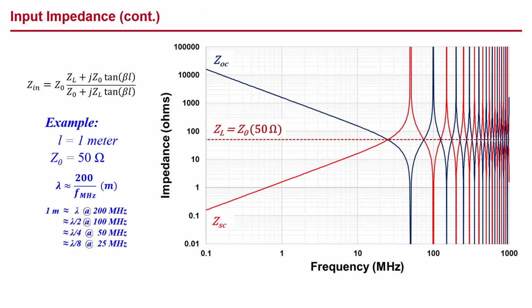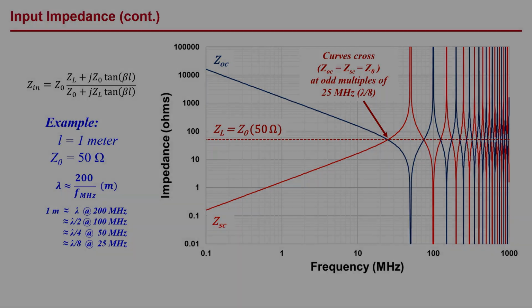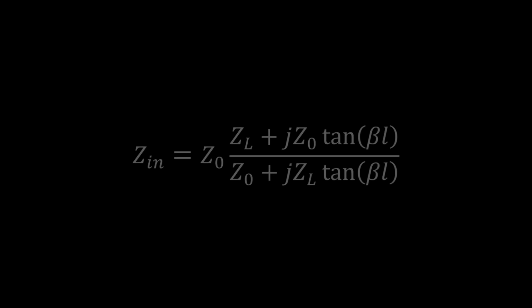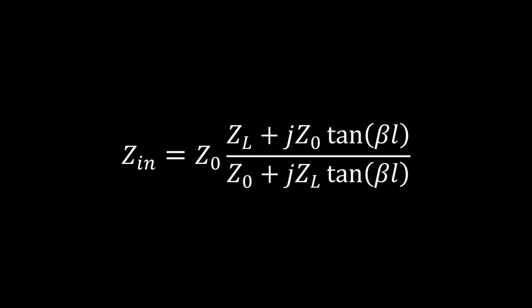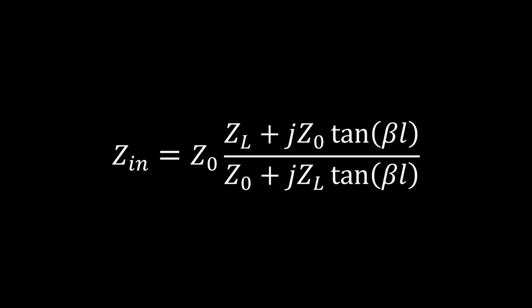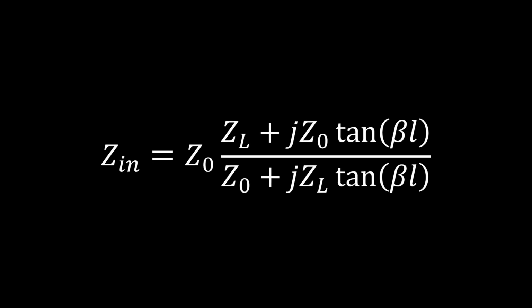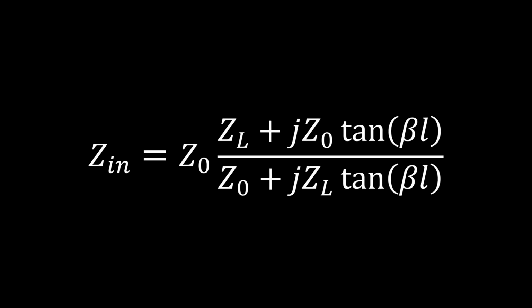Here is a graph showing the curves for both the short and open terminations, along with the impedance for a matched termination, which is a straight line at 50 ohms. The curves cross at odd multiples of 25 megahertz at a value of 50 ohms, again as expected from the preceding discussion. As I said earlier, this equation provides a tremendous amount of information once you know how to extract it. So, that's what the theory says. Now let's see how things look in real life.